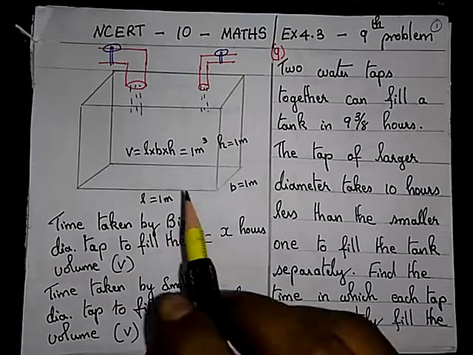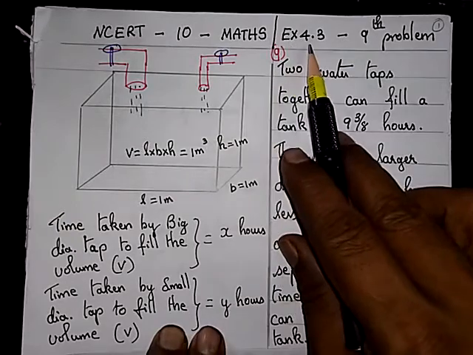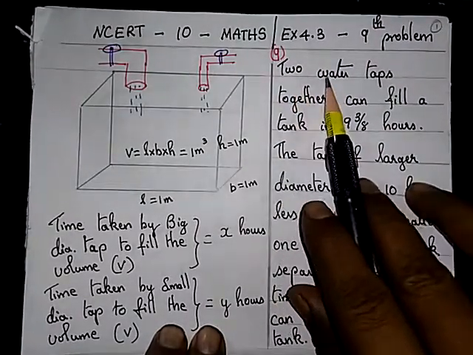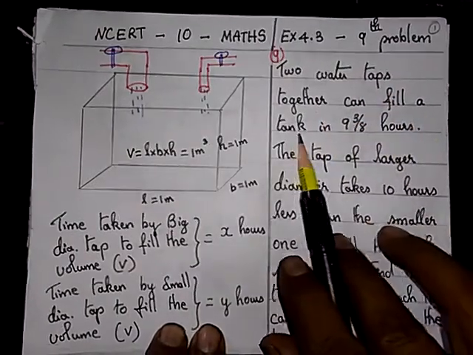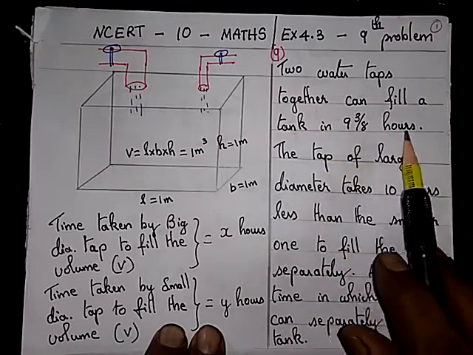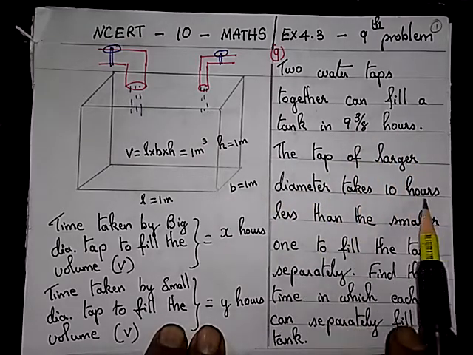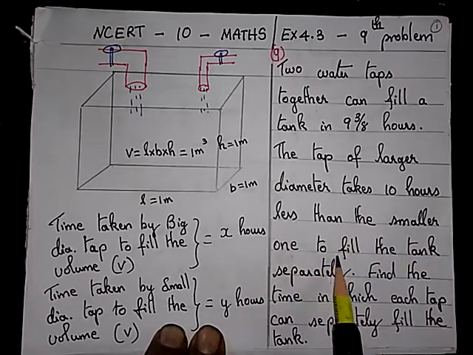Today we are going to see about NCERT 10th Standard Maths Exercise 4.3, 9th problem. The question is: two water taps together can fill a tank in 9 3 by 8 hours. The tap of larger diameter takes 10 hours less than the smaller one to fill the tank separately. Find the time in which each tap can separately fill the tank.